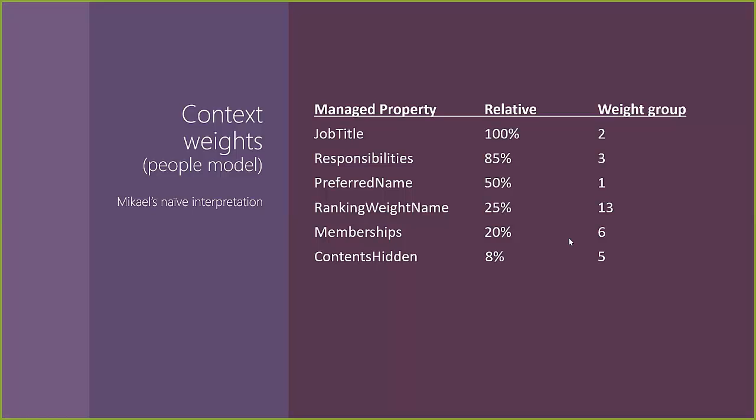So if you start looking at the different columns you have, either on a user profile or on a piece of content, and you want the content of that column or property to mean a little bit more than nothing, then you could add them to the different weight groups. But the actual impact depends on the rank model you're using.